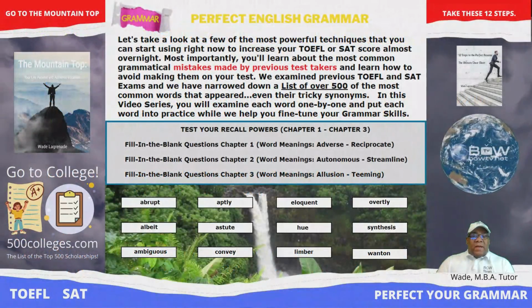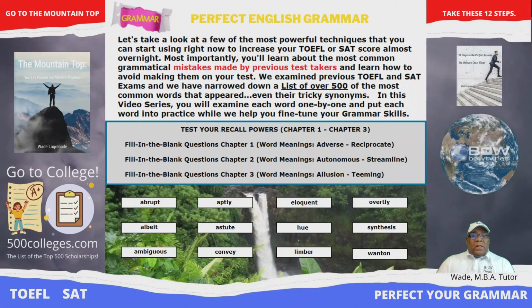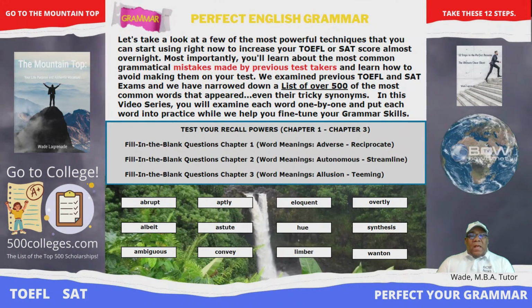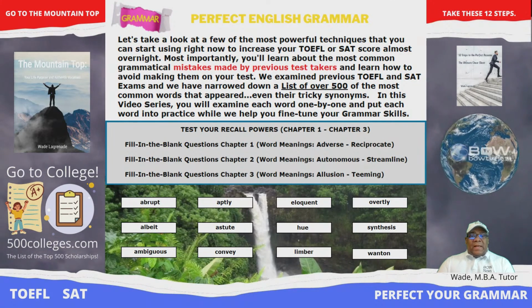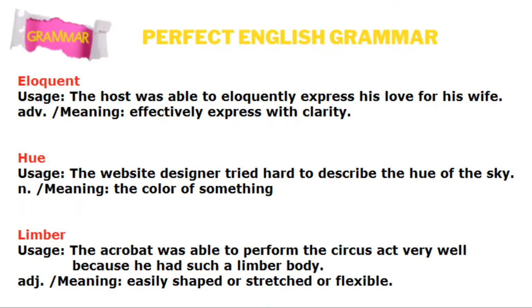So as we increase our vocabulary, we'll be able to call upon and create different scenarios of usage, which will allow us to increase our recall powers with this series as we go into these exams. Next would be eloquent. Usage: the host was able to eloquently express his love for his wife. Adverb meaning effectively express with clarity. And the word hue. Usage: the website designer tried hard to describe the hue of the sky. Noun meaning the color of something.